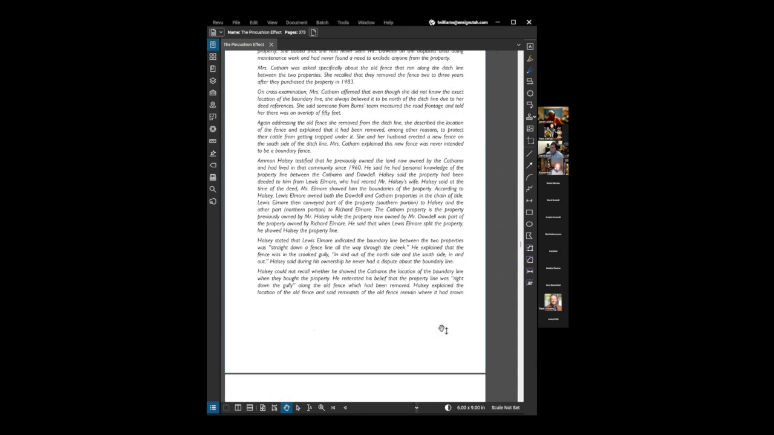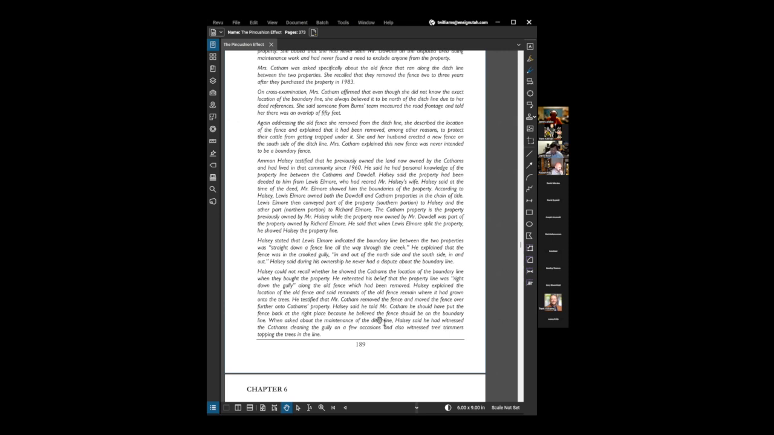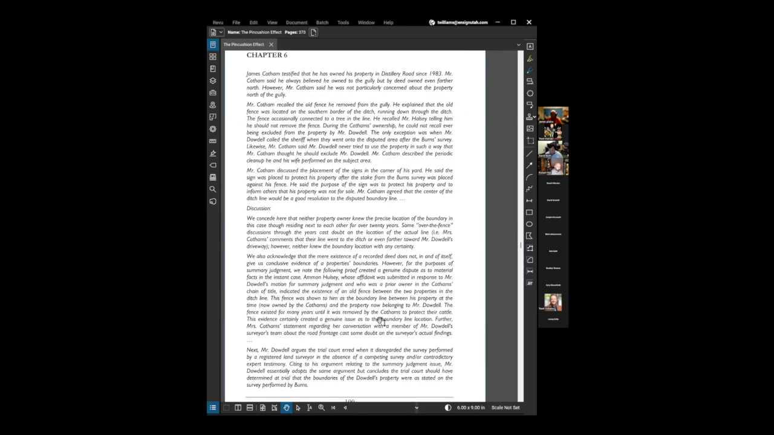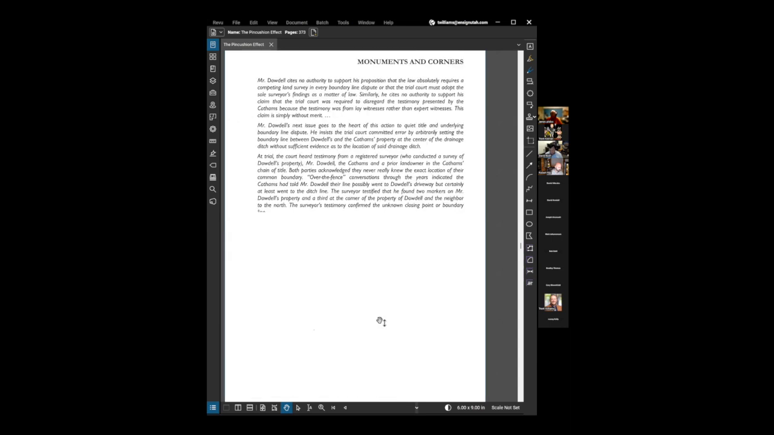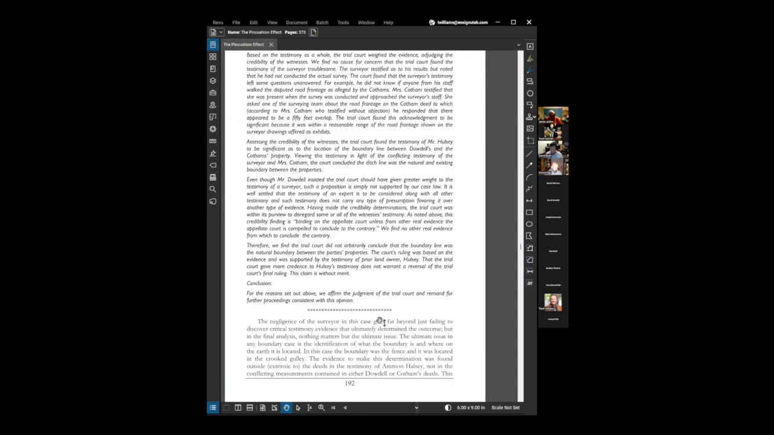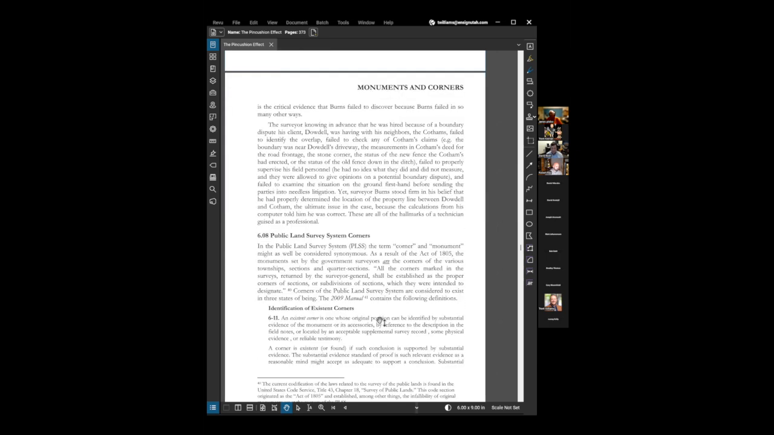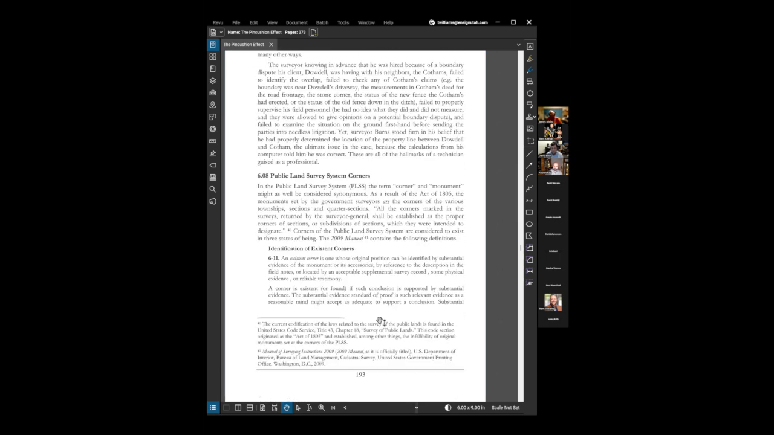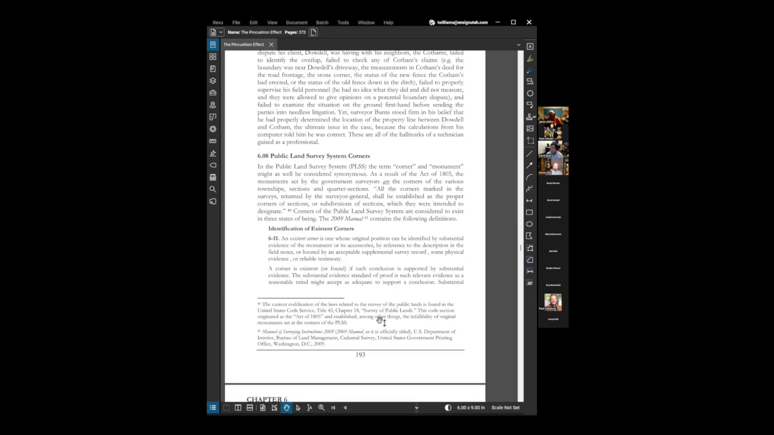So 193 at 608, public land survey corners. And this could be a whole class. I think we've touched on this a lot because the majority of us tend to work in PLSS states. But I do want to hit on a couple of things and a couple of vocabulary. In the public land survey system, the terms corner and monument might as well be considered synonymous.